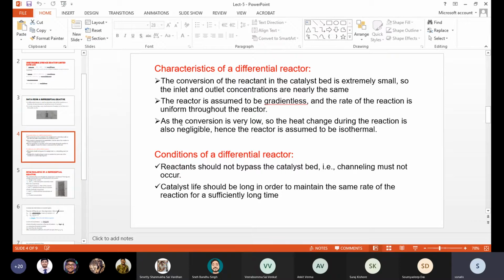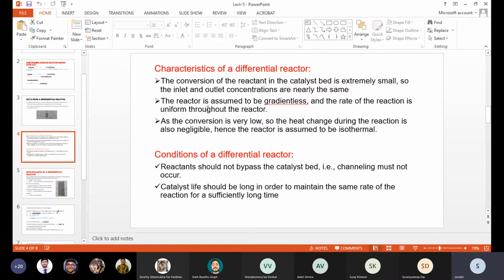These are the major 3 points. One is that the conversion of the reactant in the catalyst bed is extremely small. So the conversion we consider is very small, and the inlet and outlet concentrations are nearly the same. Because the catalyst bed is very thin, the conversion across this catalyst bed is very small. So the concentration of the reactants at the inlet is almost equal to the concentration of the reactants at the outlet.